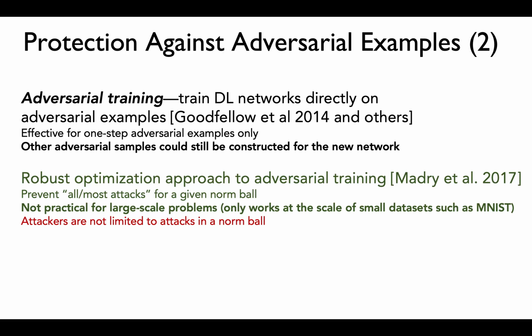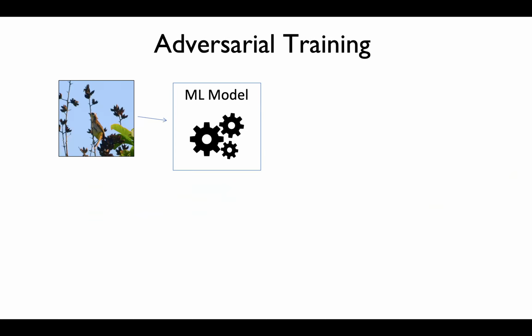If the adversary is restricted to perturbations in a certain norm ball, then the system is secure against that. But obviously, this is a big caveat because realistically, an adversary can go beyond that. So that's highlighted here, that attackers are not limited to attacks in some norm ball, but still it is the best that we can do currently.